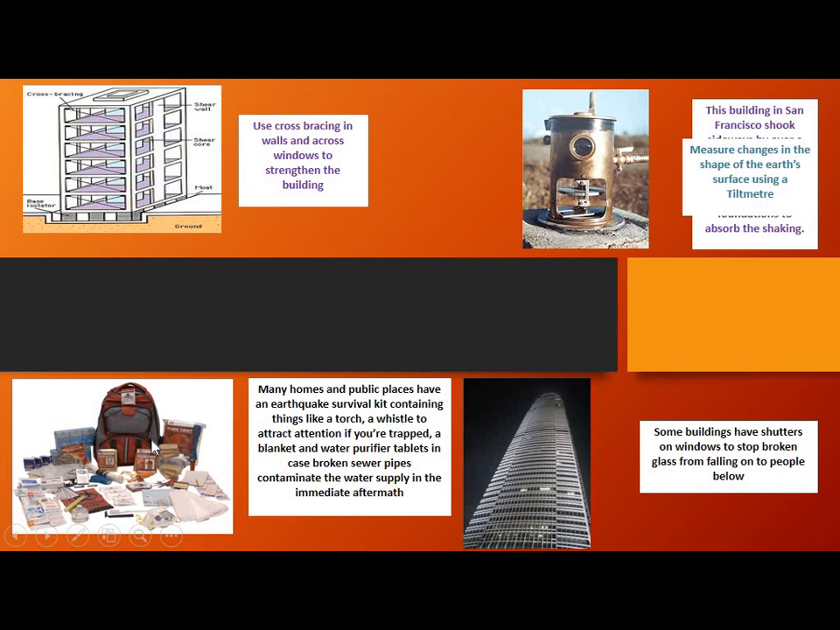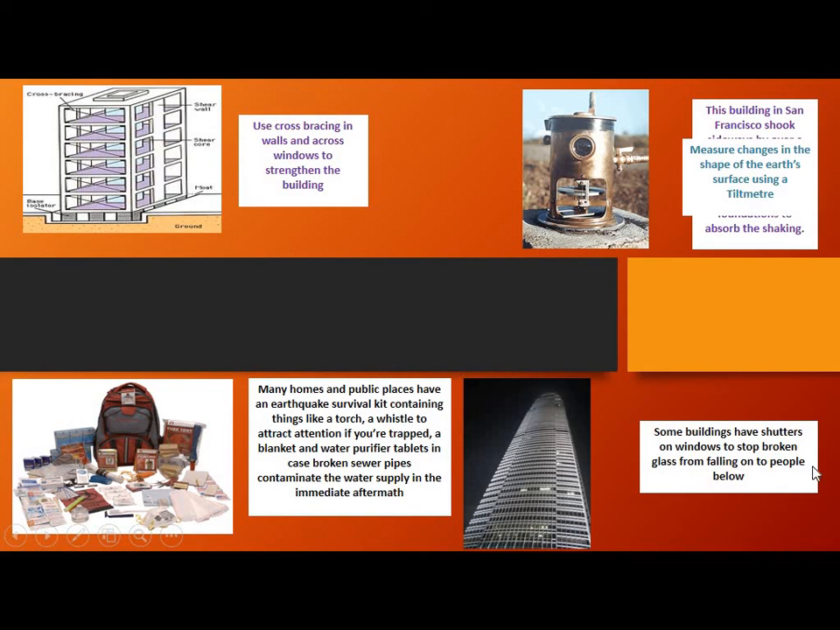Here, many homes and public places have an earthquake survival kit containing things like a torch and a whistle to attract attention if trapped, a blanket, and water purifier tablets in case broken sewer pipes contaminate the water supply in the immediate aftermath, so straight after. So these might have many different items in them and will be prepared in any home if you knew that your area was at high risk of earthquakes.